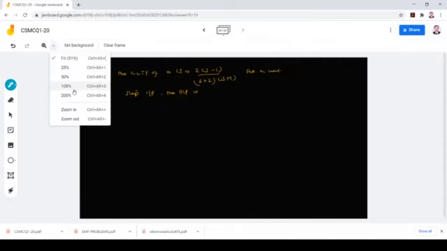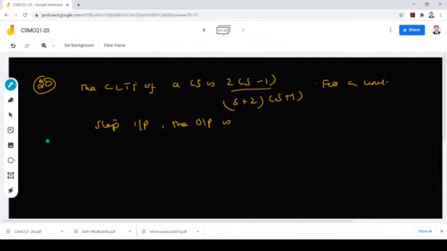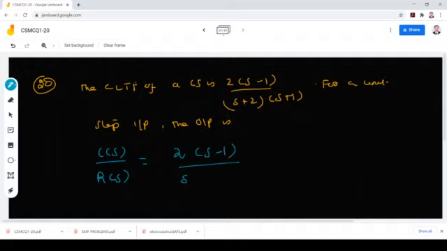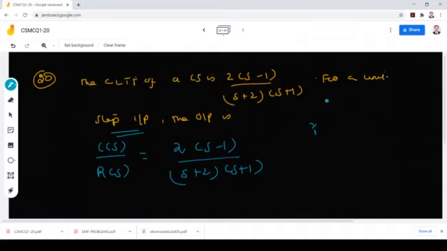Next question. The closed loop transfer function of a control system is given here. For a unit step input, what is the output? The closed loop transfer function C(s)/R(s) is given by 2(s minus 1) divided by (s plus 2)(s plus 1). What is the input? Unit step input. So r(t) is the input, that is u(t).